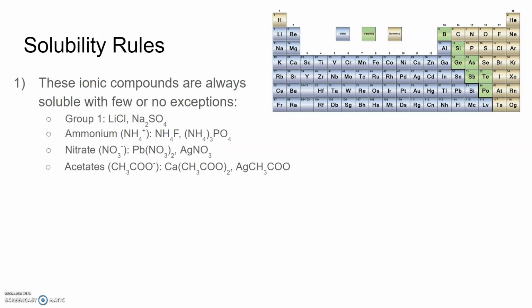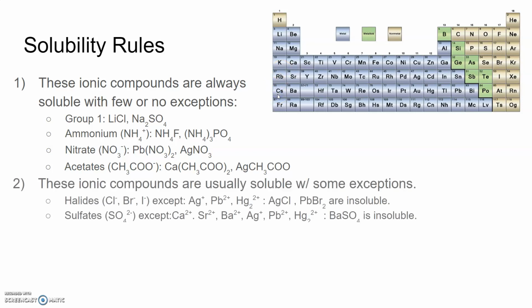The first rule tells you which ionic compounds are almost always soluble, with few or no exceptions. For example, if you have an ionic compound made from a group 1 metal like lithium, sodium, potassium, etc., then that will be soluble. It will dissolve in water. The second rule tells you the type of ionic compounds which are usually soluble with some exceptions, and it'll list the exceptions for you. So for example, halides like chlorides, bromides, and iodides are usually soluble, with the exceptions of those that contain silver, lead, or dimercury.